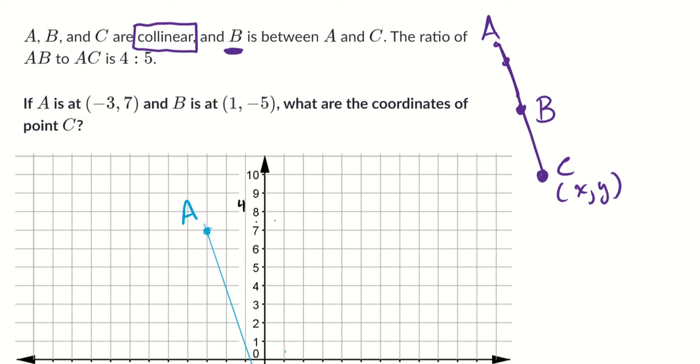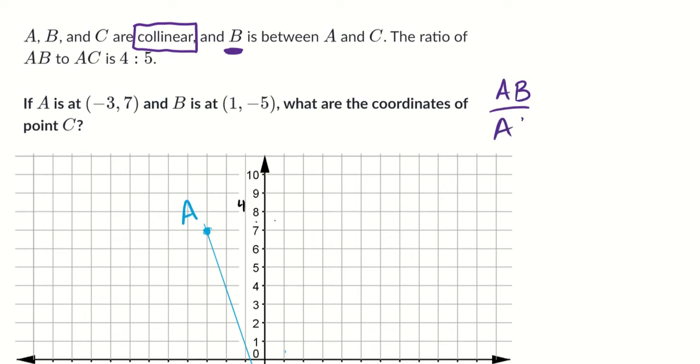So let's see if we can take a look at this. The other thing that they tell me is that the ratio of AB to AC is 4 to 5. So I'm going to write this down as a ratio, right? And you can use either notation, but I'm going to say AB over AC.